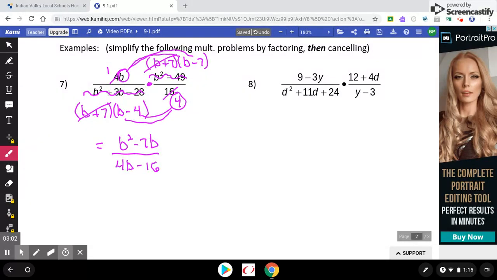Back up to the problem. We had a B plus 7 that was exactly the same as another B plus 7. So the stuff that I have left does not match. I cannot cancel, and I'm done.